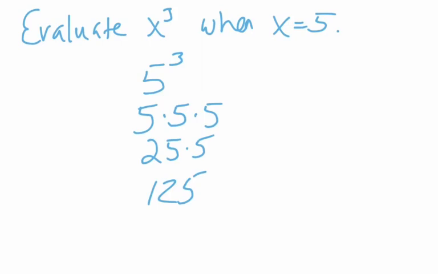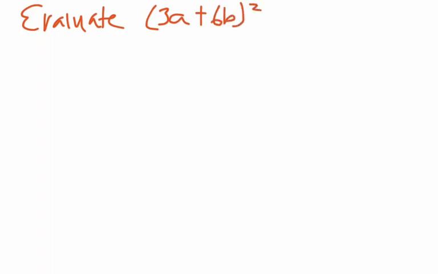Let's do another one that has multiple variables in it. Suppose we have another evaluate, and our expression this time is going to be 3a plus 6b, all squared, for a equals 1 and b equals 2.